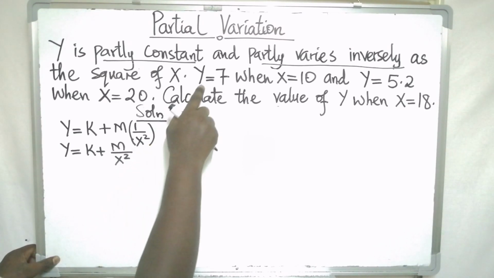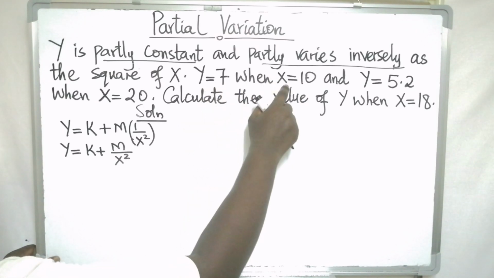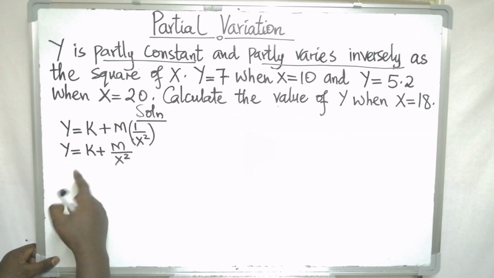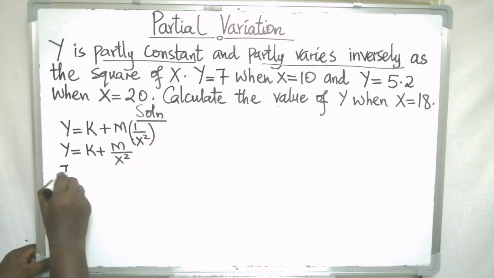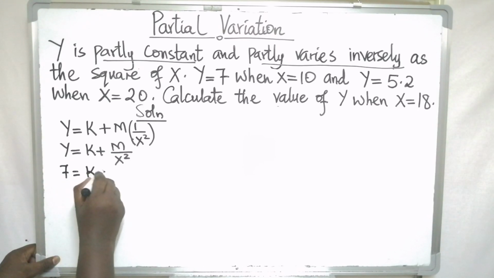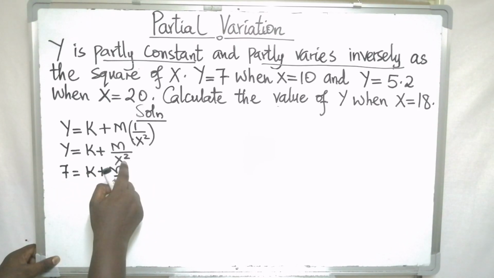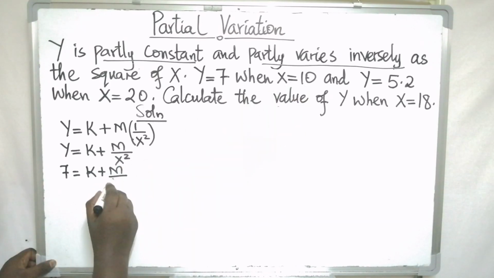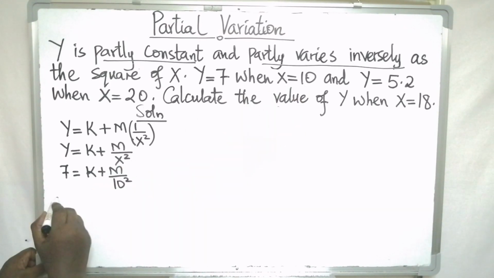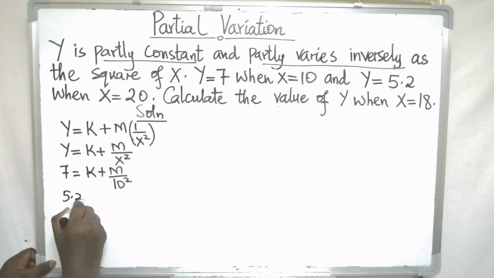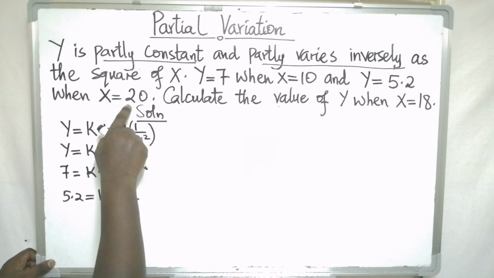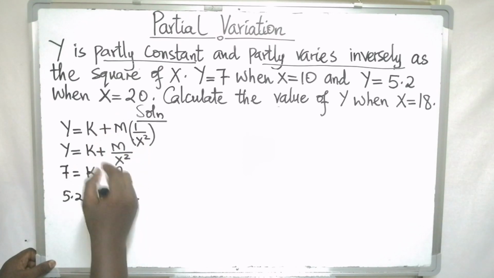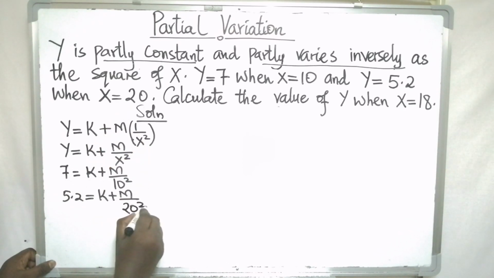So we substitute the values given here, y and x, to find the values of k and m. The first one says that y is equal to 7. So we have 7 is equal to k plus m over x squared. X is 10, so 10 squared. The second one is that 5.2 is equal to k plus m over x squared, where x is 20, so 20 squared.